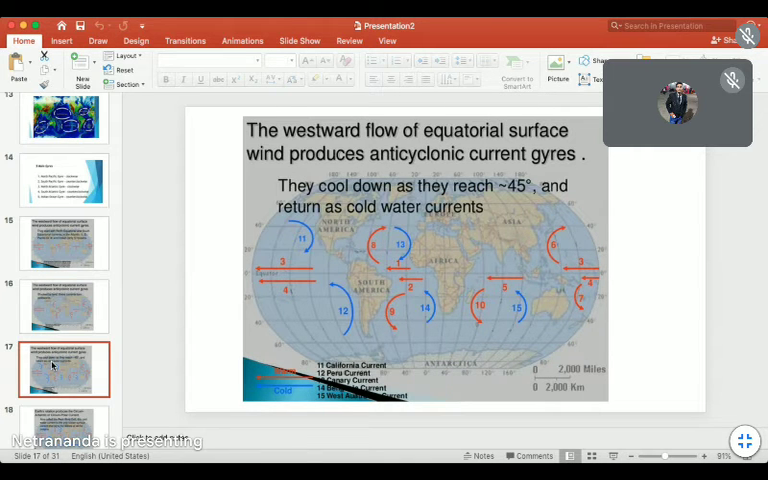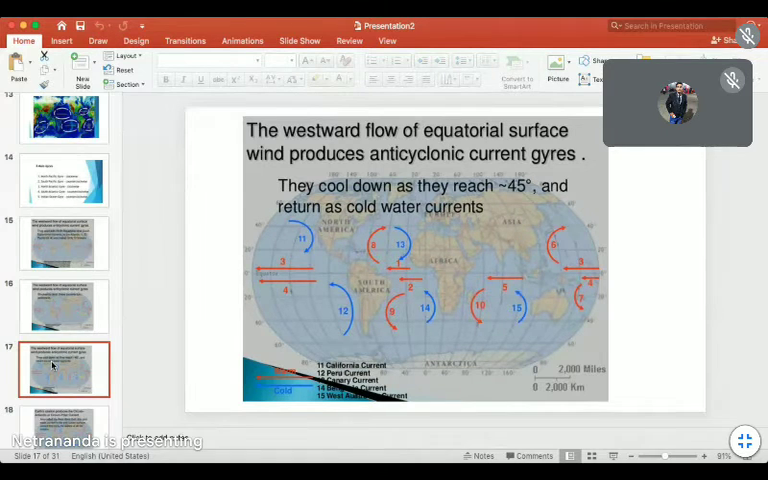So then you can see again, they cool down as they reach up to 45-degree latitudes and return as cold water currents. You see how these currents changed. Okay, total dynamics. Try to understand. First, 1, 2, 3, 4.